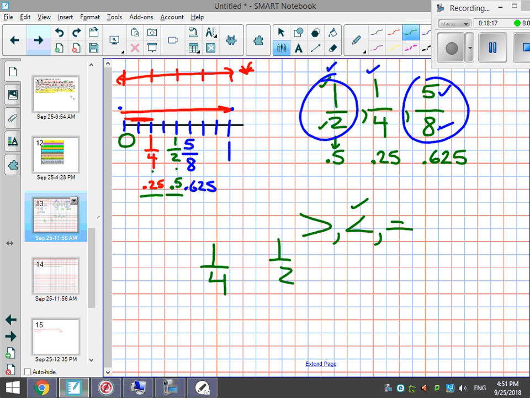And we should know that 25 hundredths is less than 50 hundredths. So this is smaller than 50. Decimal 25 is smaller than that. 1/4 is less than 1/2. So we write it like this.